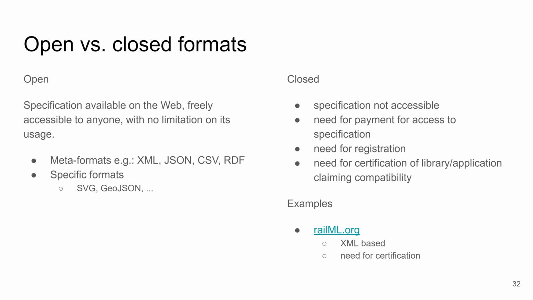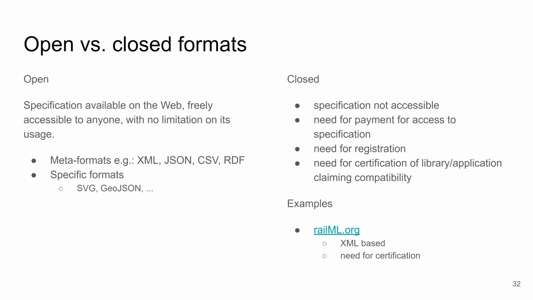An open format is such a data format that its specification is available on the web and freely accessible to anyone, with no limitation on its usage, which means that anyone who wants to can create an application according to the specification and therefore work with the data using that format. So clearly, examples of the open formats are XML, JSON, CSV, RDF serializations. Those have their specifications on the web, but the more interesting situation is with the specific formats.